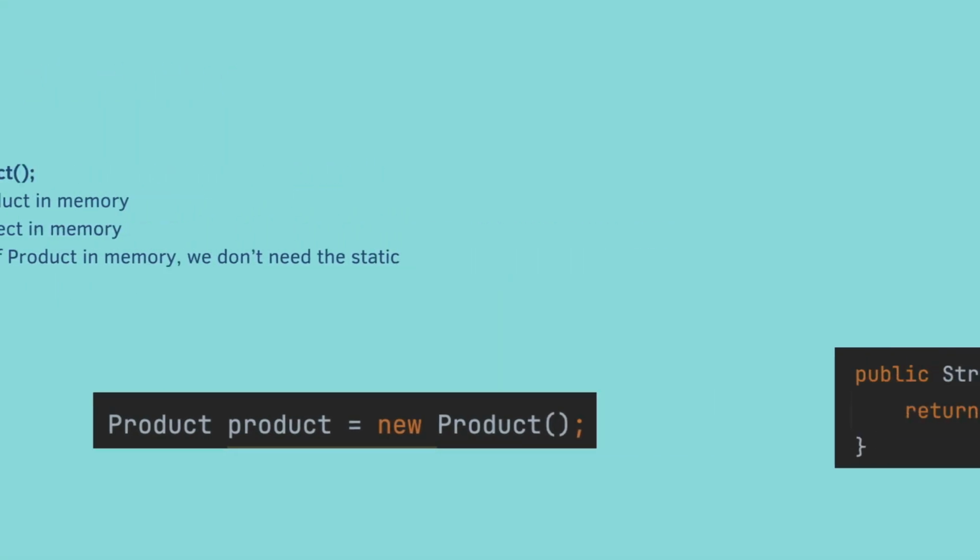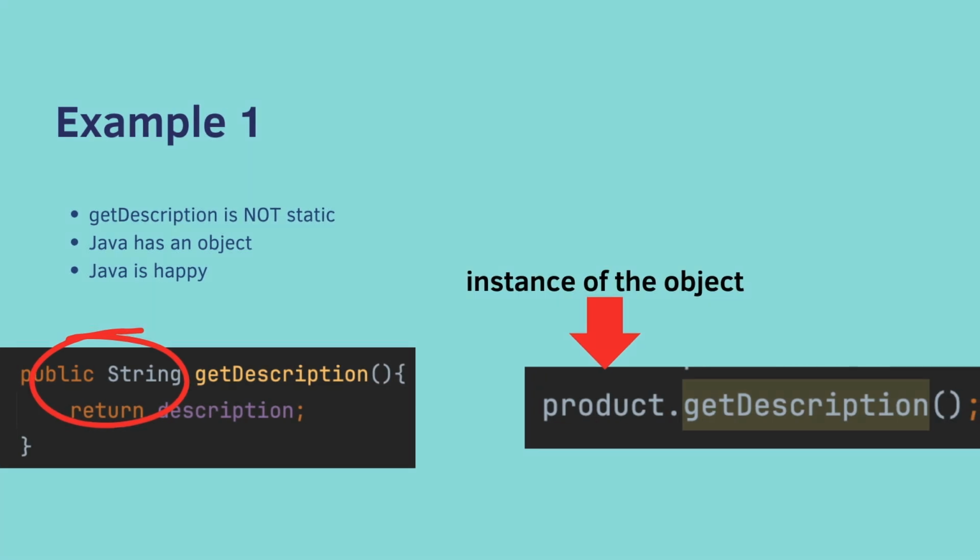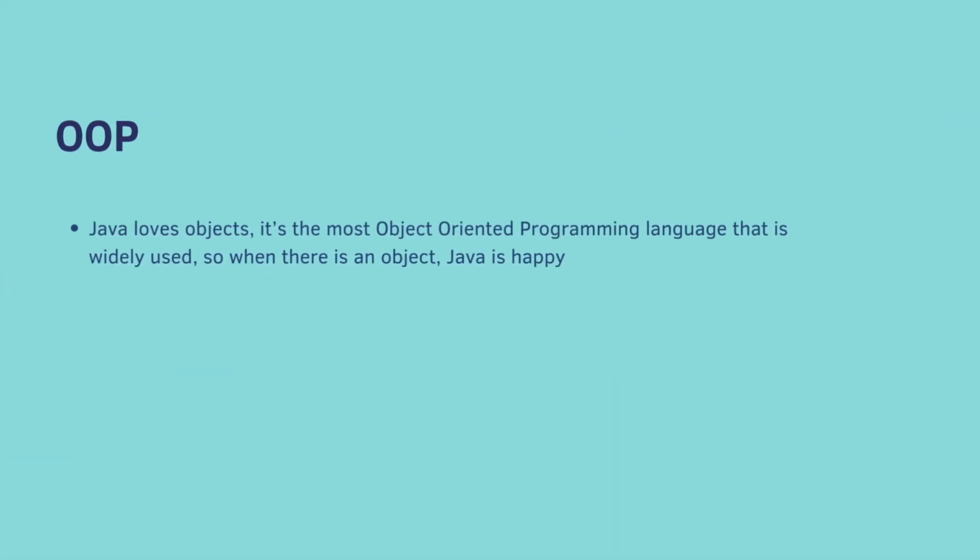So look at getDescription. GetDescription is not static. Java has an object, Java is happy, and so we don't need the keyword. So Java loves objects. It's the most object-oriented programming language that is widely used. So when there is an object, Java is happy.